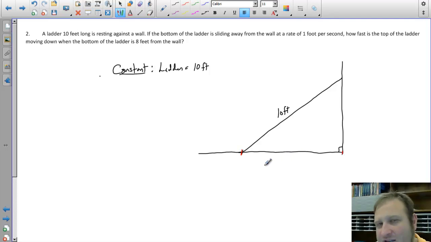So now take a second and think to yourself, am I going to want to label this value with a constant number, or are we going to want to use a variable? I hope you thought we're going to use a variable. Since this value is changing, it is not going to be constant. We're going to want to use a variable because that value will be getting larger and larger and larger as the ladder falls further and further towards the ground.